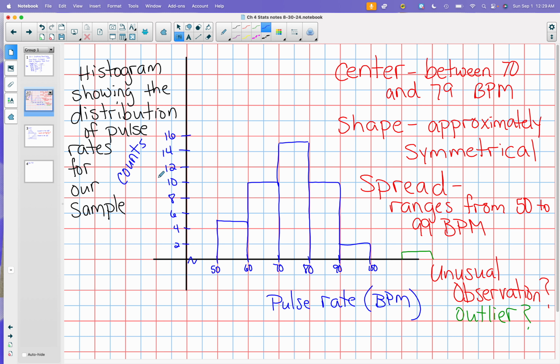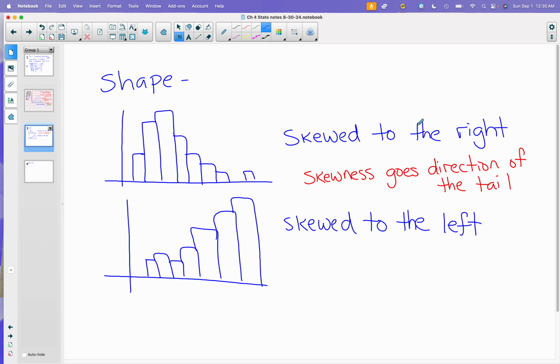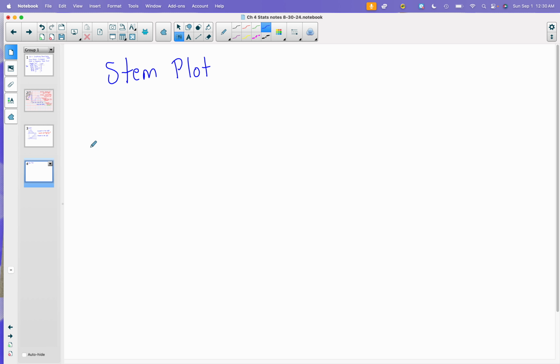You want to make sure you include scales always. And when we talk about a distribution, we're always looking at center, shape, spread, and unusual observations. So you always want to make sure you address those. So we talked about, when talking about shape, our data was approximately symmetrical, but remember you can also have skewed data. If it's skewed to the right, would be this first example. It always goes skewed to the tail. So skewed to the right means the tail is to the right. Skewed to the left means the tail is to the left.